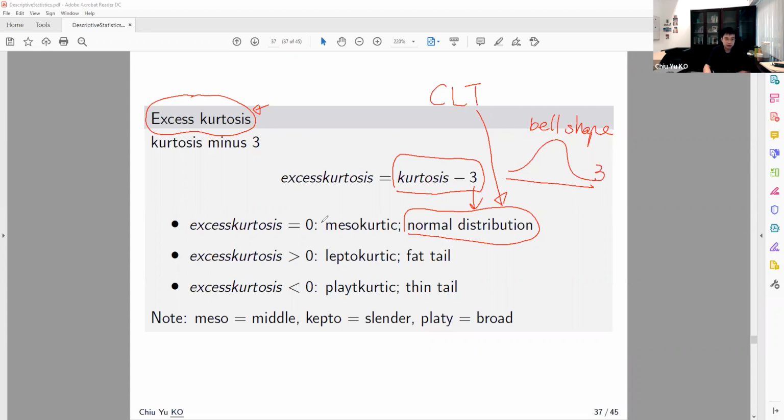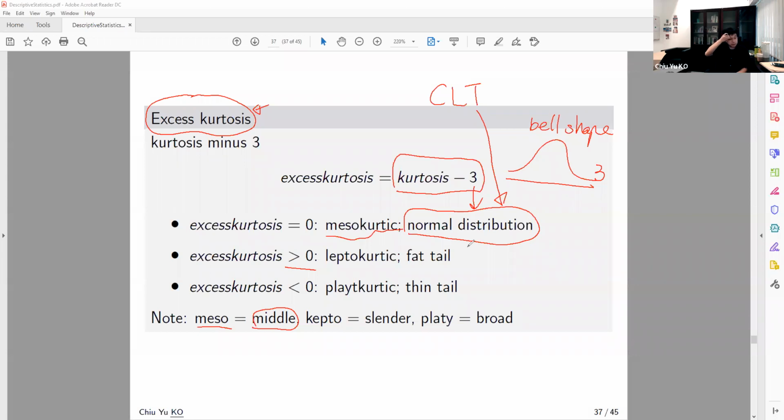So if the excess kurtosis is 0, that means the extreme points are similar to the normal, and you use the Greek-rooted term mesokurtic, meaning the middle idea. If it is more than 0, which is more than 3, it's called leptokurtic. Then the tail is fatter, a much heavier tail. And if platykurtic, it's called a thin tail. So those are the terms.